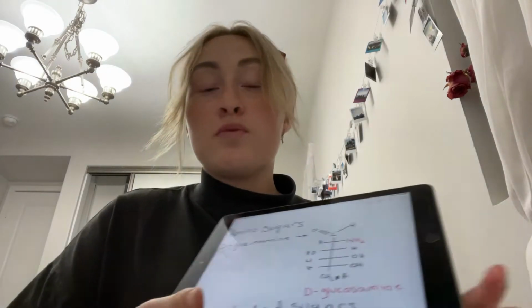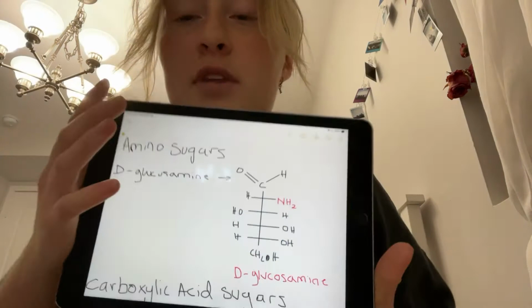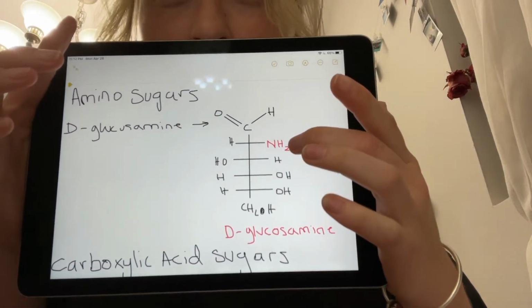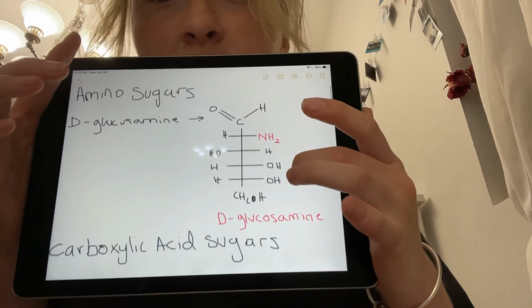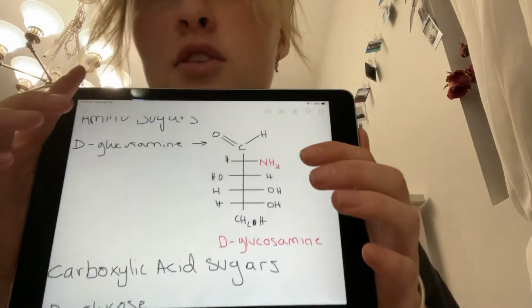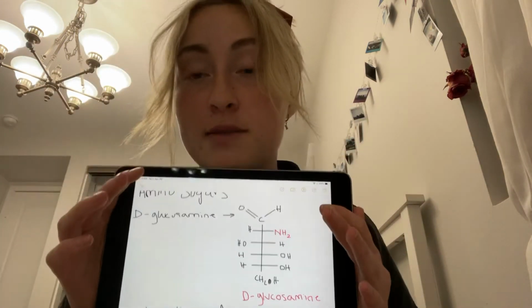First off, we're going to start with the amino sugars. In an amino sugar, a hydroxyl group, OH, of a monosaccharide has been replaced by an amino group, which is NH2. As you can see in this diagram that I drew here, instead of having a hydroxyl group, there is now an amino group, which also changes its name to D-glucosamine. The reason there's an amine at the end is because of the amine group that has been added.